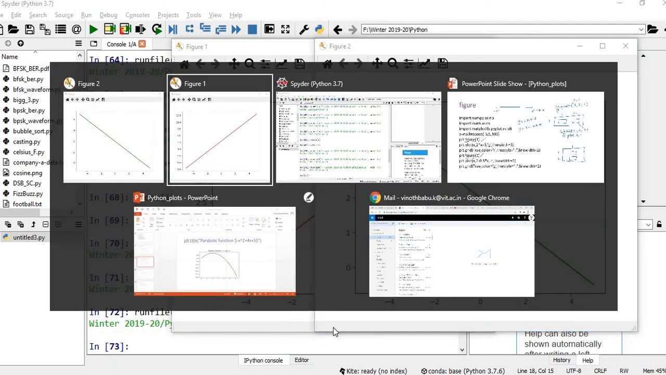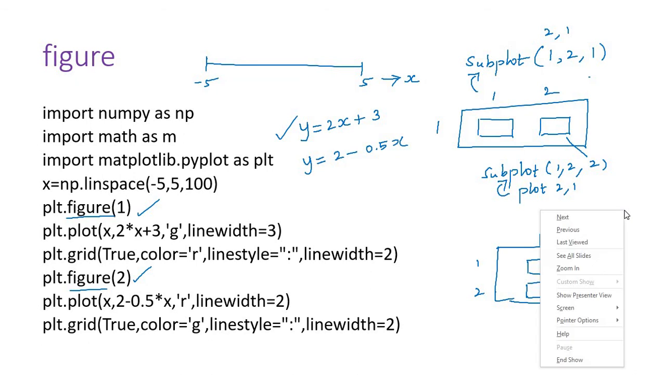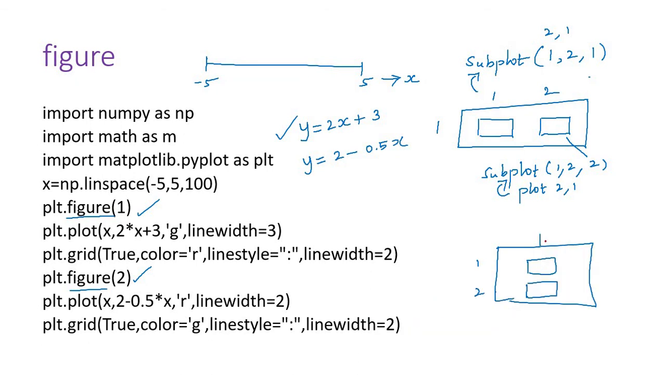For the first one, for this particular function, in order to get the x intercept, substitute y equal to 0. When you substitute y equal to 0, this is 2x plus 3 is equal to 0. So 2x is equal to minus 3, x is equal to minus 1.5. So x intercept is minus 1.5 comma 0.